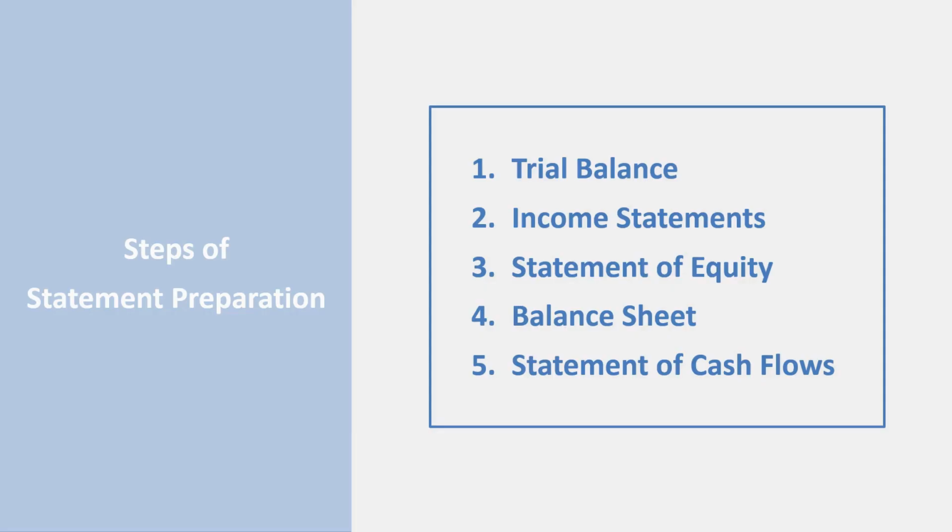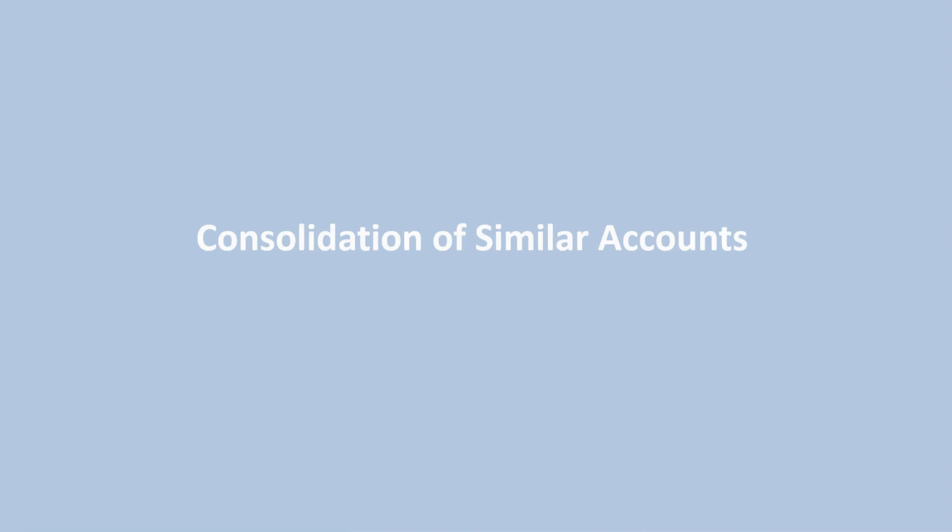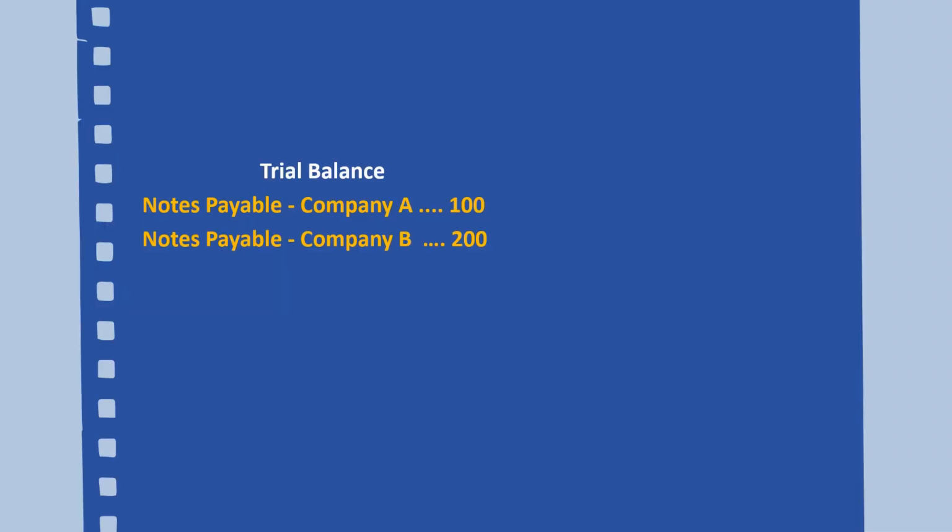As we go through these financial statement preparation steps, here's a useful skill for you: the consolidation of similar accounts. For example, when a company has different notes payable accounts, say notes payable, Company A, and notes payable, Company B, it's a common practice to group them under a single category, like notes payable on the balance sheet. This tidies things up and makes financial statements clearer and more straightforward.